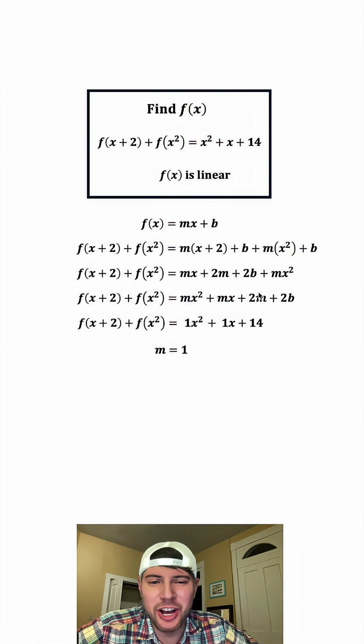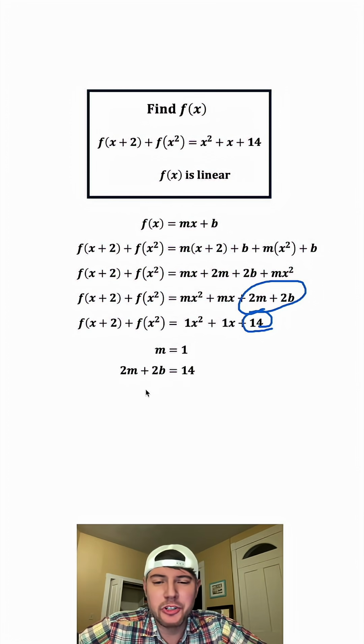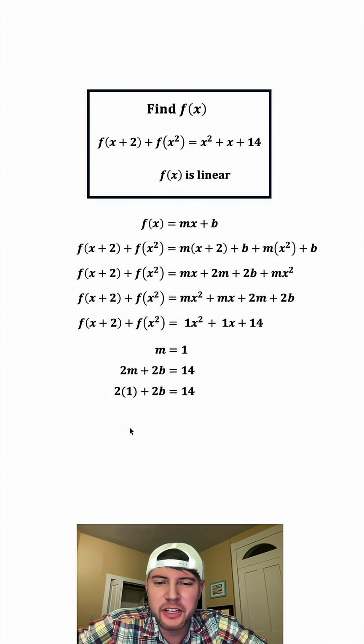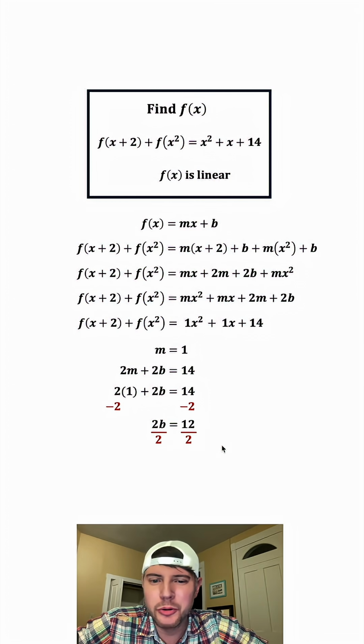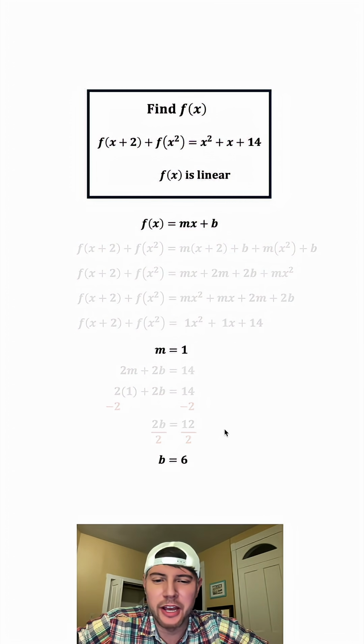And then using the same logic, we would need these two constants to always be equal. And so we know 2m plus 2b is equal to 14. Since we know that m is equal to 1, in the place of this m, we can substitute 1. From here, we can subtract 2 from both sides, and we end up with 2b is equal to 12. And after we divide both sides by 2, we end up with b is equal to 6. And now we know the values for m and b.